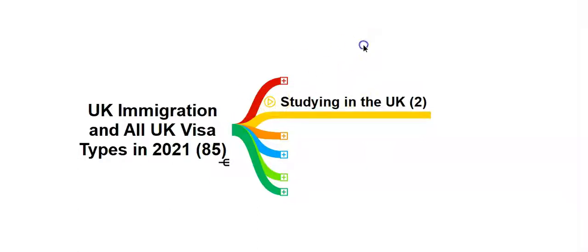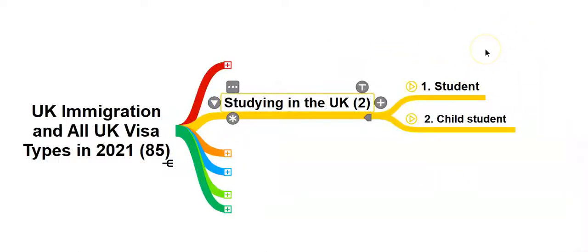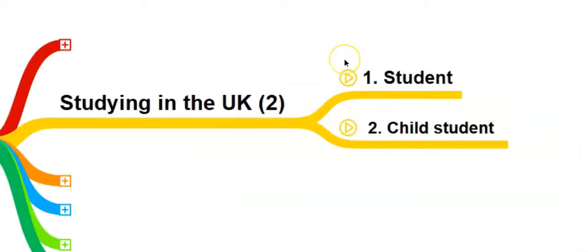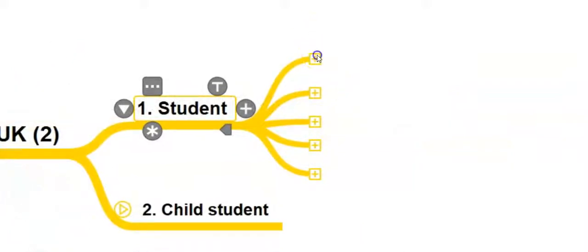However, if the duration of your course is for over 11 months, then you'll need to enter the UK either as a student or as a child student. And the purpose of this video is just to explain who may apply as a student or as a child student. So let us first of all have a look at the student route.